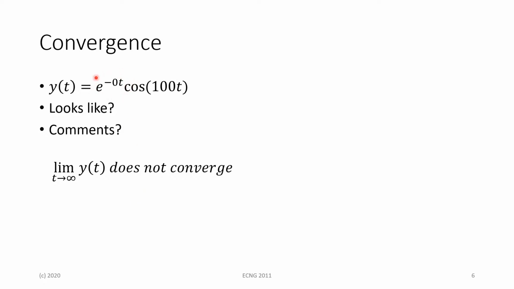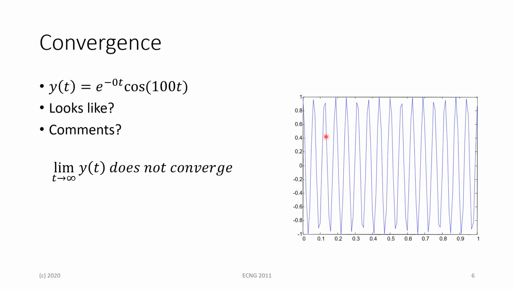Let's say we removed the exponent value here, because we know anything to the power of 0 is just going to be 1, that means we're just going to end up with the cosine here. And because that's a trig function, it's just going to keep on oscillating forever. And as such, we never converge to a finite value as t tends towards infinity.